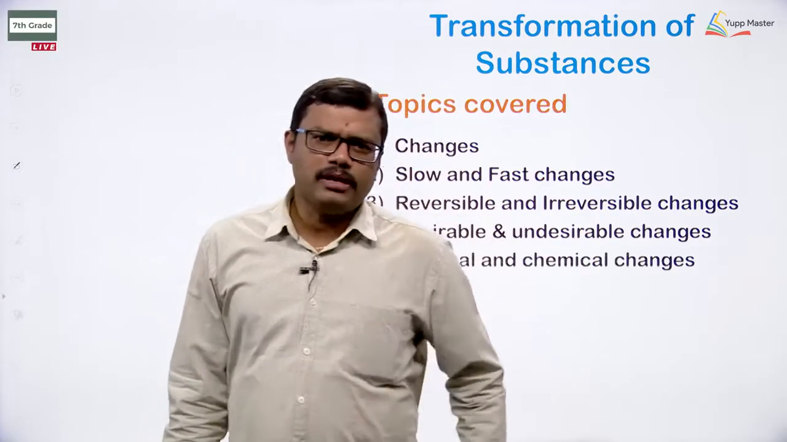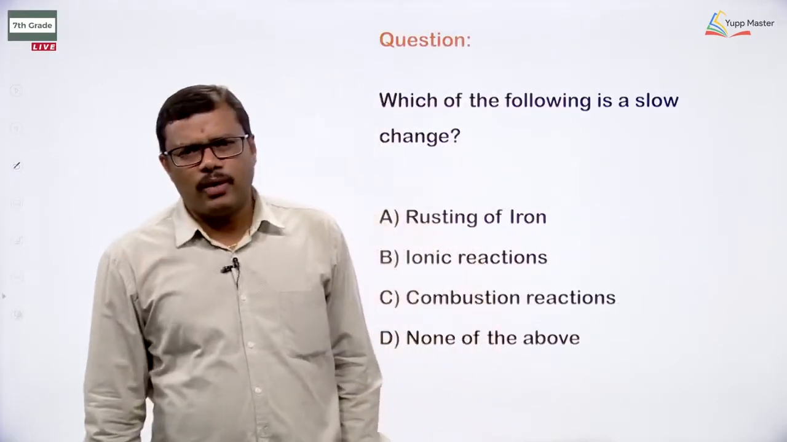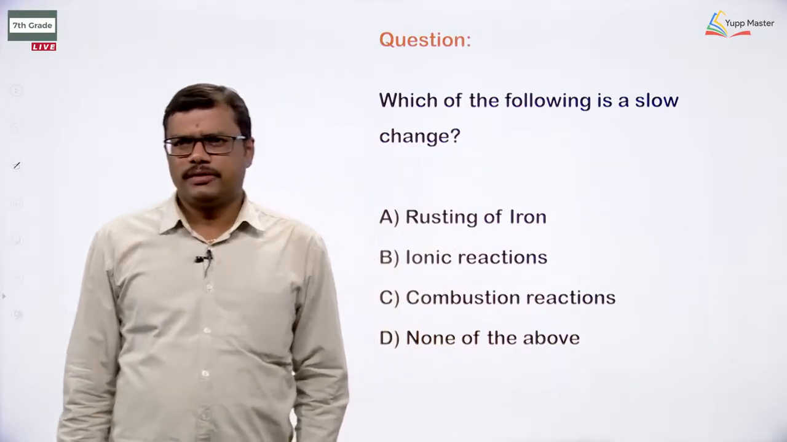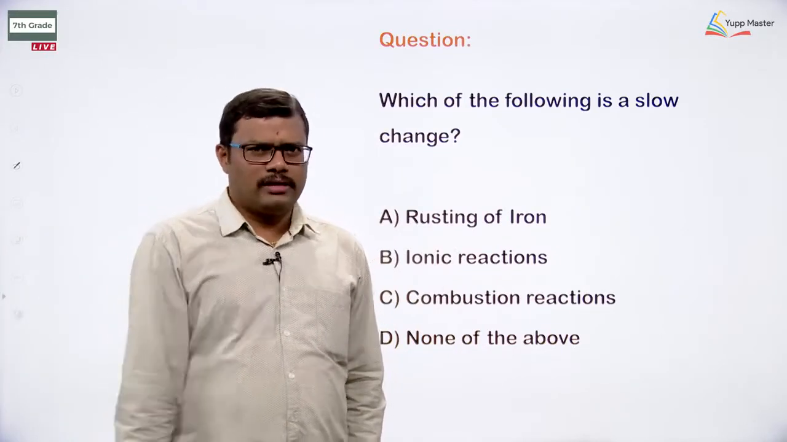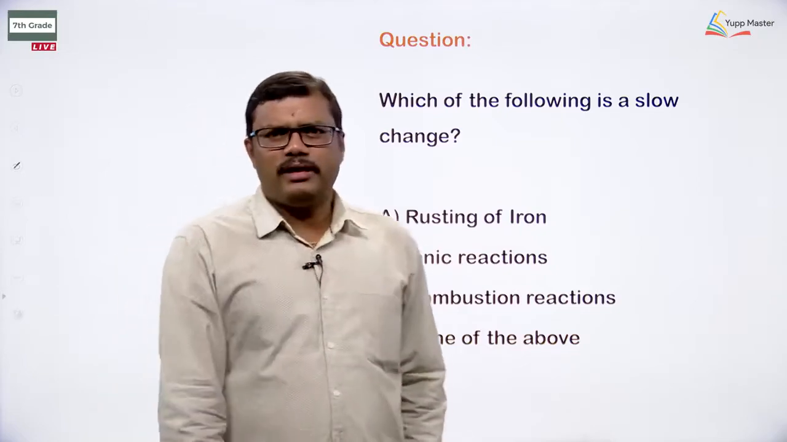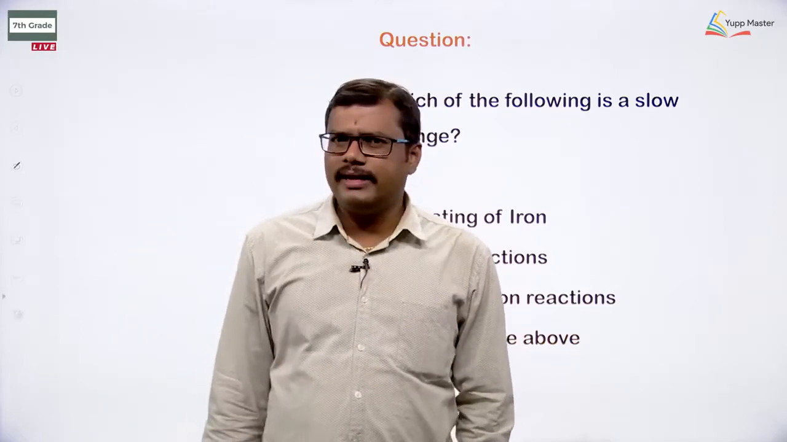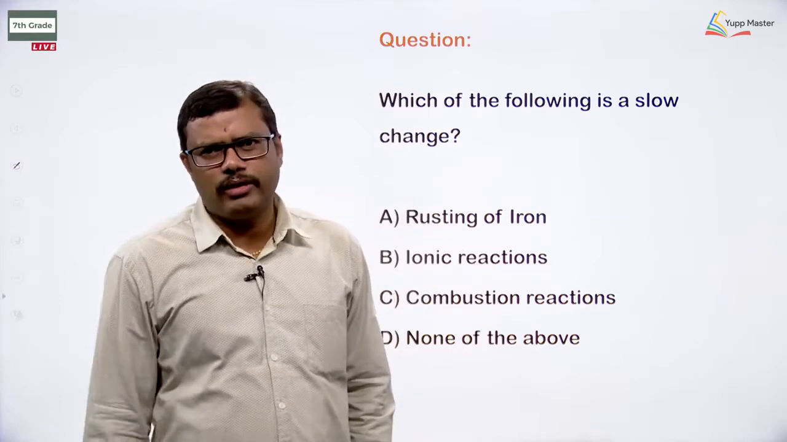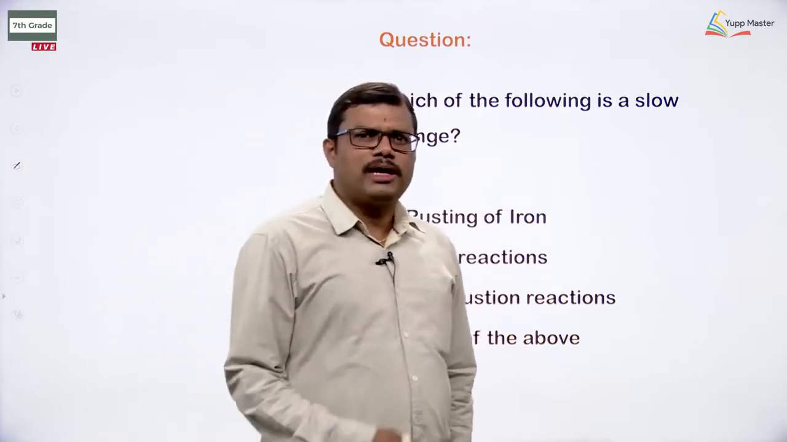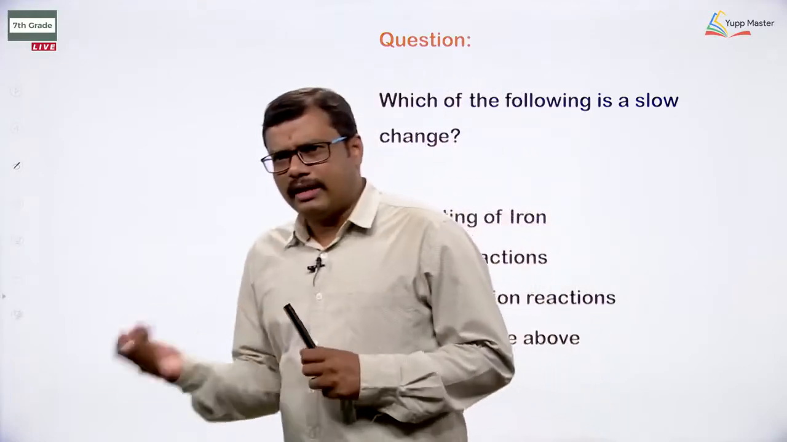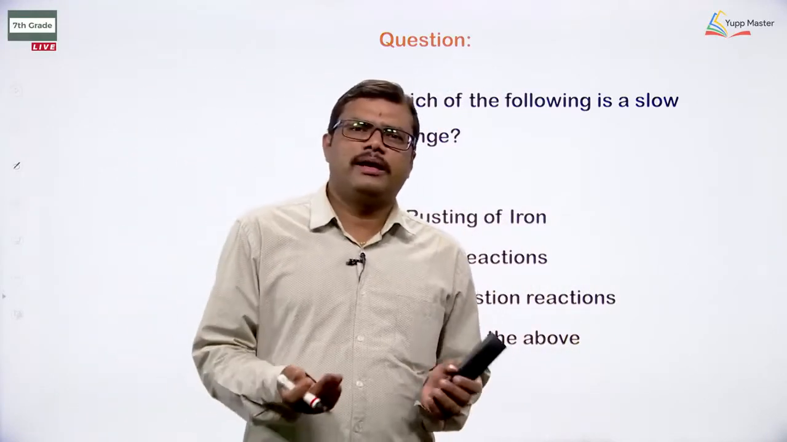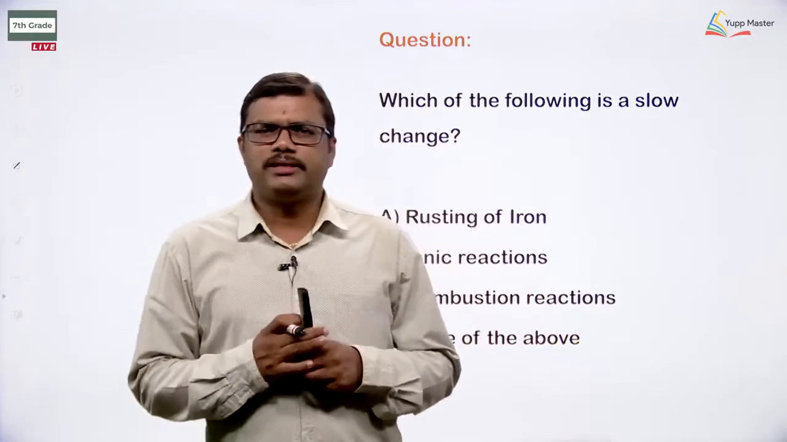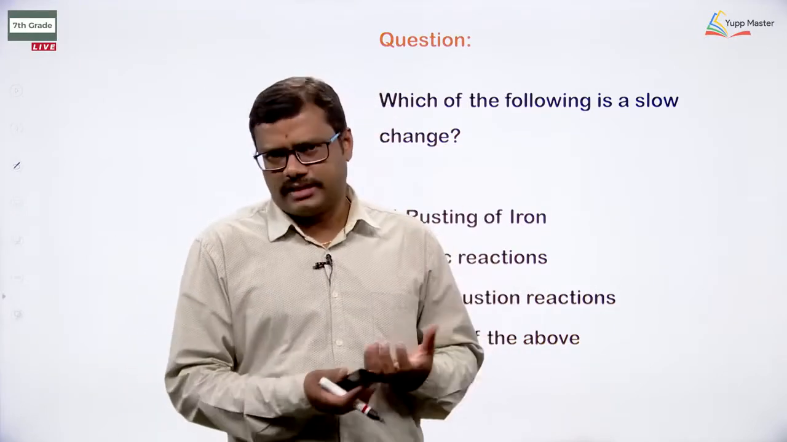Right. So, which of the following is a slow change? For example, when you observe rusting of iron, I think you have seen in your school that some of the poles are made up of iron, right. How is the rusting going to take place? These poles are exposed to the air as well as the rain. When the rain falls and the air is exposed to the iron, the iron will react with the oxygen present in the atmosphere and then it becomes rust.